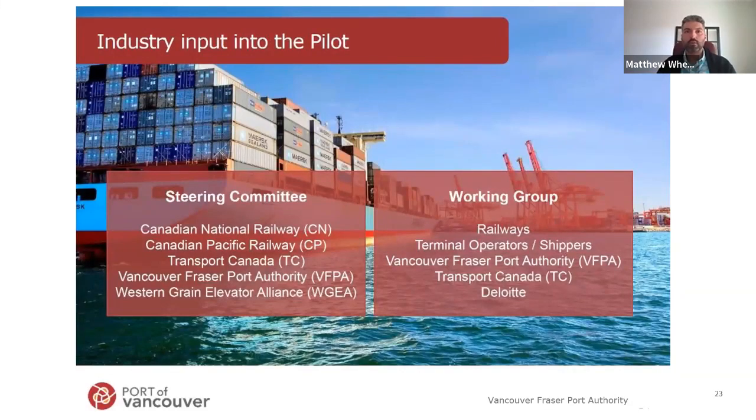There was wide industry input into the pilot, and there were 2 levels of governance of the project. The project was overseen by a steering committee, composed of Transport Canada, CN, CP, Port of Vancouver, and the Western Grain Elevator Alliance. And then the steering committee was supported by several working groups. These were composed of technical experts from the participating organizations, including the railways, terminal operators, shippers, the port, Transport Canada, as well as Deloitte, who was the consultant working with the port and Transport Canada to develop the metrics, engage with the stakeholders, and develop the real-time dashboard.